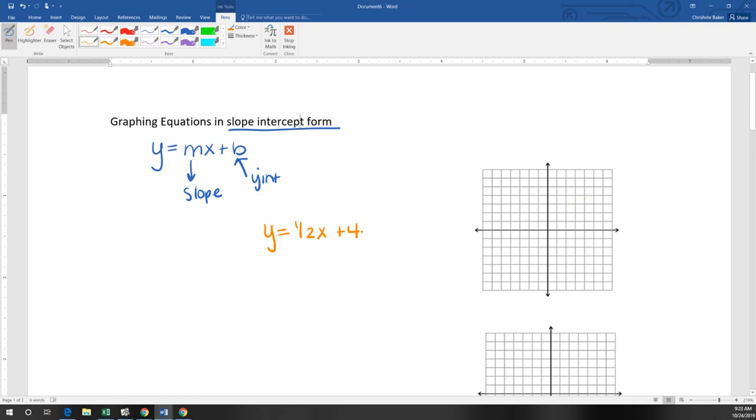So what we do is we go to our y-intercept of positive 4, which is right here. 1, 2, 3, 4. And then because my slope is 1/2, I'm going to go up 1 to the right 2, up 1 to the right 2, up 1 to the right 2. I can also go down, left. I'm going to connect that with a nice straight line with arrows on the end.